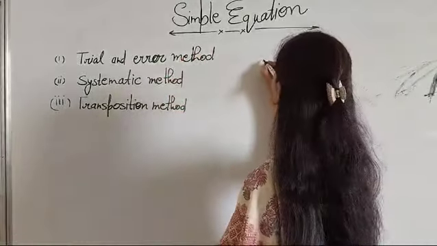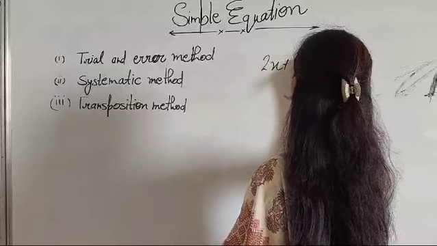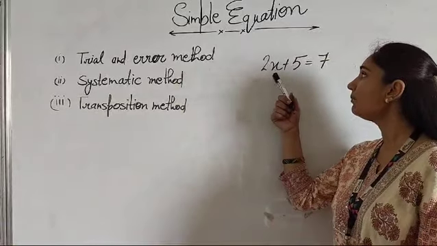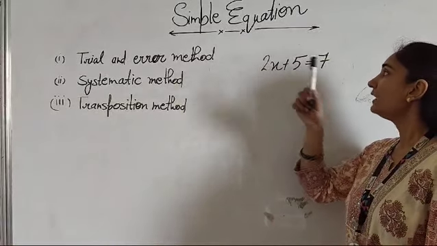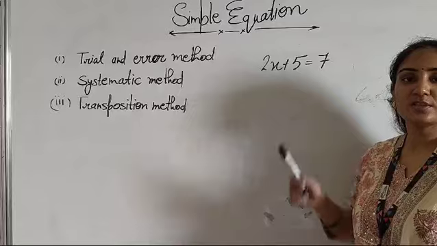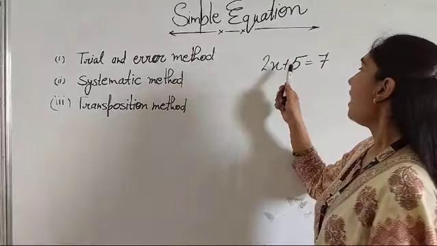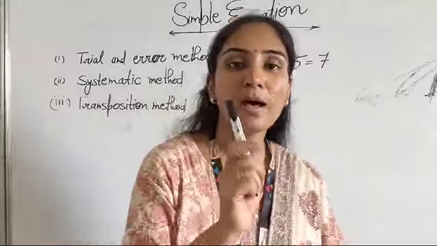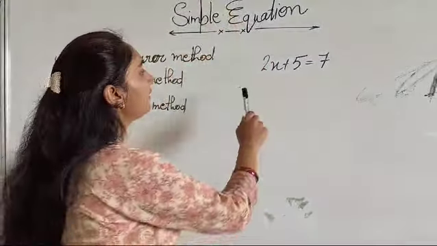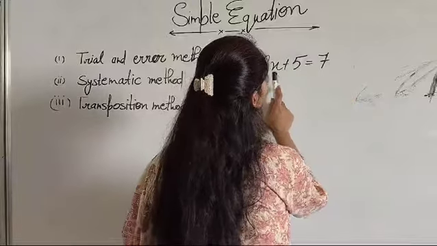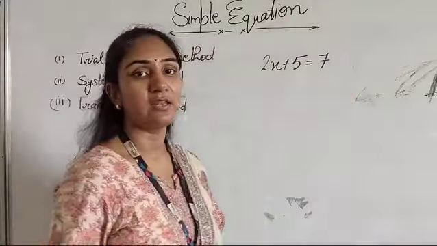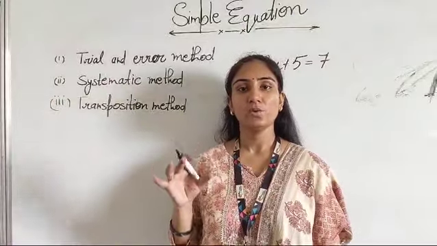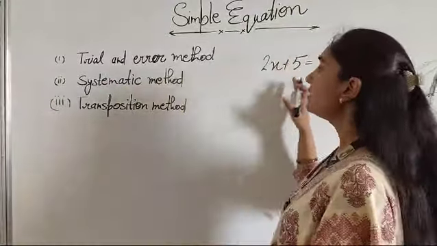Simple equation like 2x plus 5 is equal to 7. Here we have a constant term and a variable term, variable and constant. Terms are separated by the sign of plus and minus. Fine. And here we have the equation 2x plus 5 is equal to 7. And the question is how can we solve the simple equation?